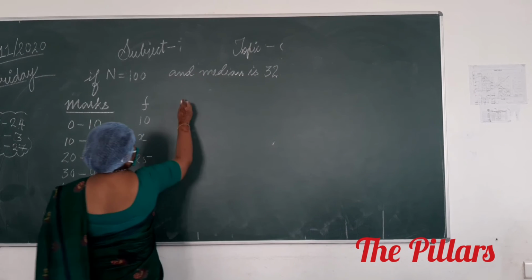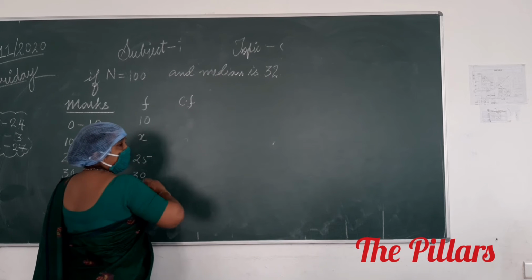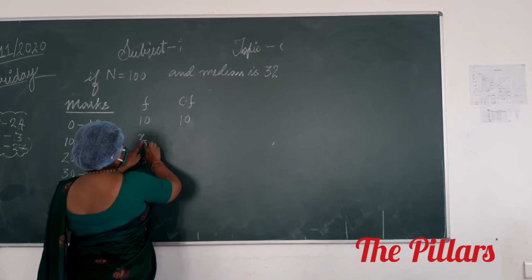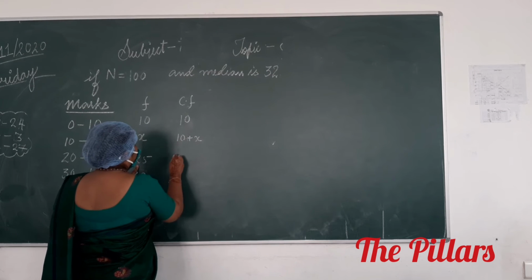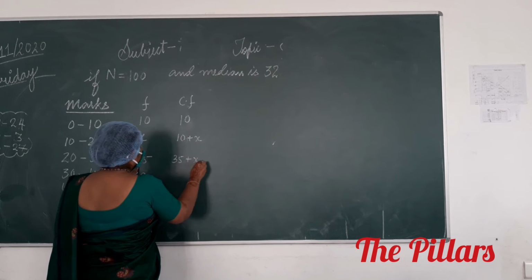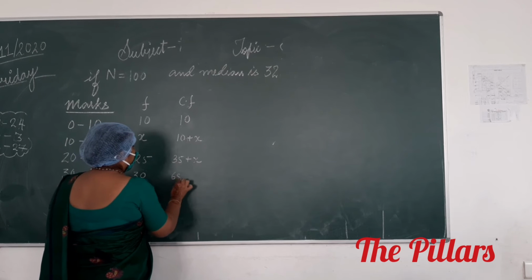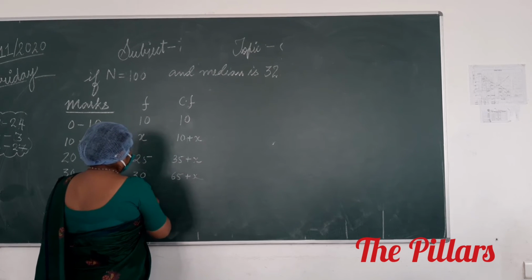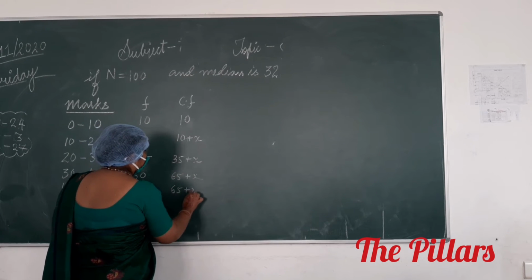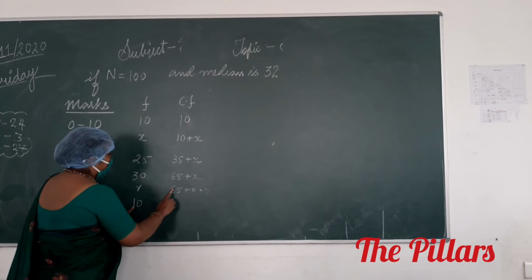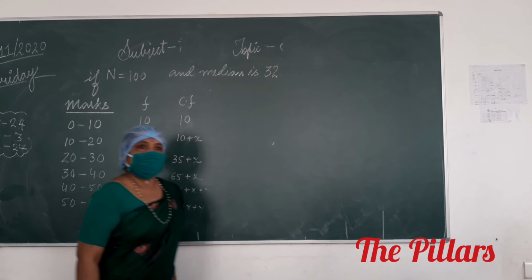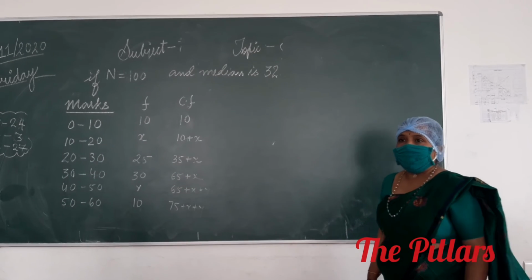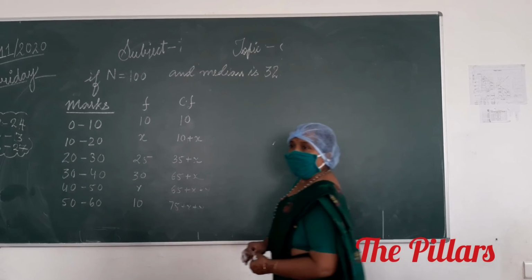How will you find the cumulative frequency? Tell me. First will remain as it is. Then 10 plus X. Then what will be the next one? 35 plus X. Then this one will be 65 plus X. Then 65 plus X plus Y. And this will be 75 plus X plus Y. 70?